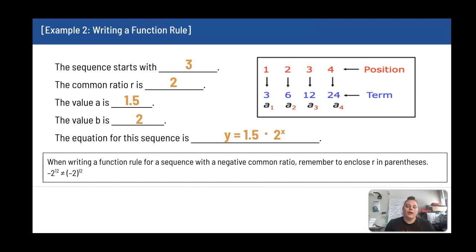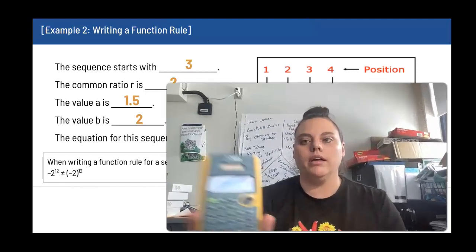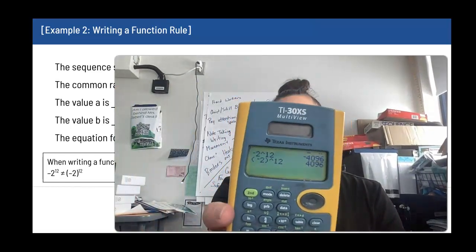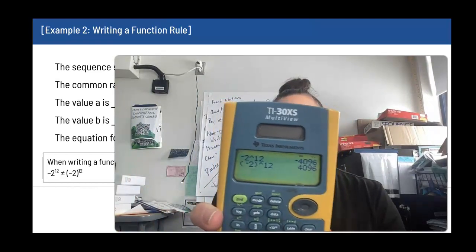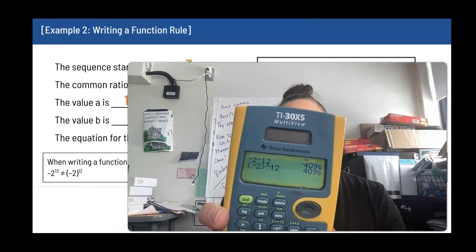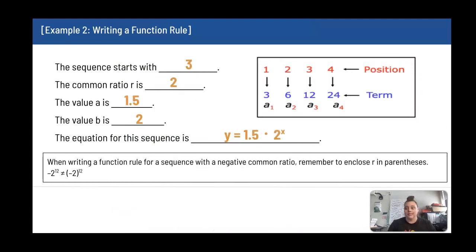Be careful when writing a function rule for a sequence with a negative common ratio. If you have a negative common ratio, remember to enclose that r in parentheses. For example, negative 2 to a power of 12 is not the same as that negative 2 in parentheses to a power of 12. So you can see if I have negative 2 and I put it to a power of 12 versus that negative 2 in parentheses to a power of 12 on a calculator, I get a positive or negative number. So it's very important that you are correctly putting it in those parentheses to show what it is accurately.